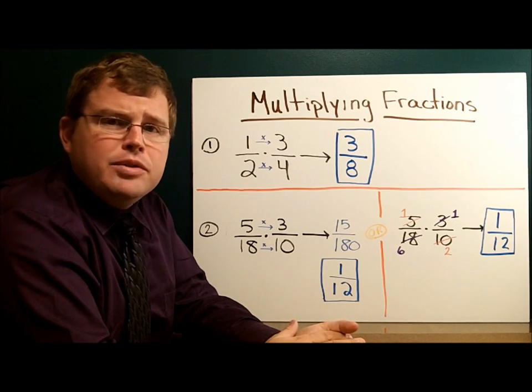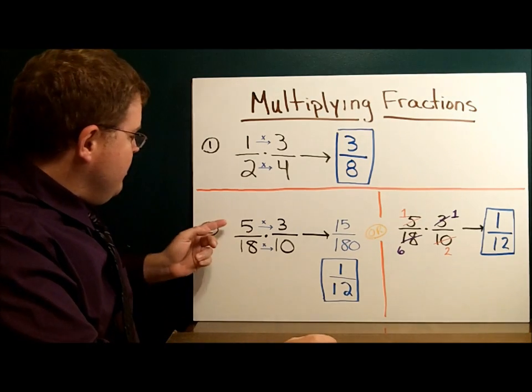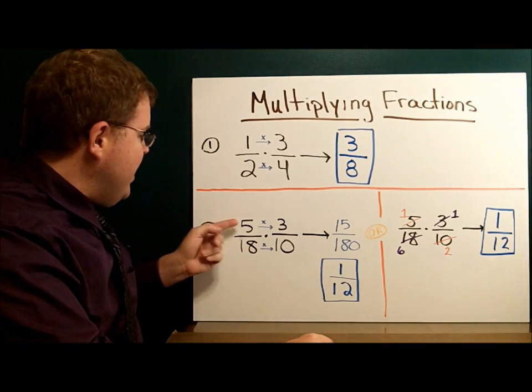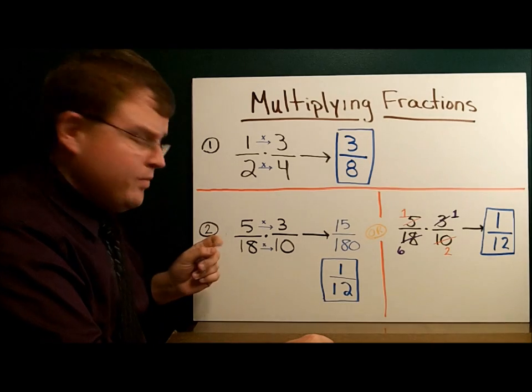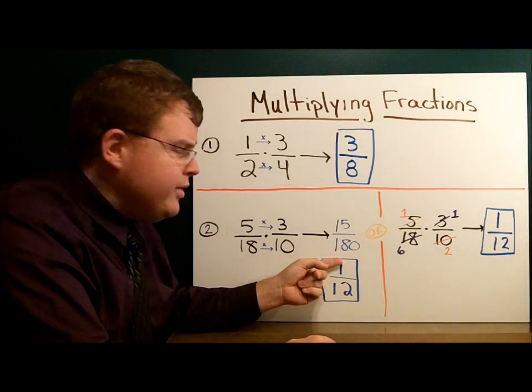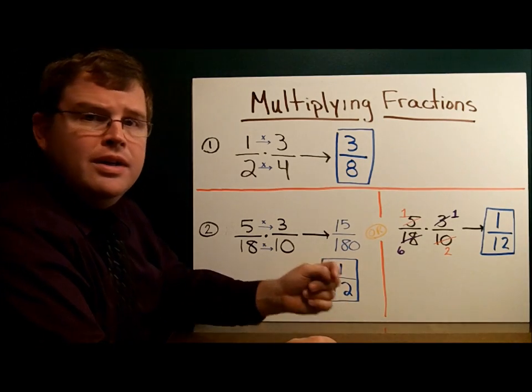The next example is similarly easy. We have 5 over 18 times 3 over 10. 5 times 3 is 15. 18 times 10 is 180, and that reduces to 1 over 12.